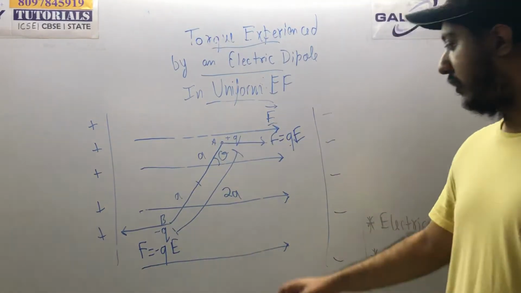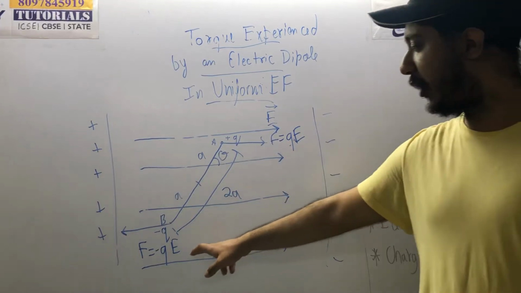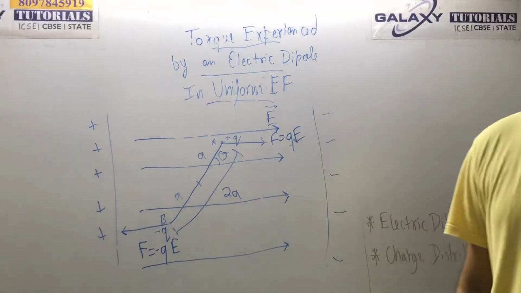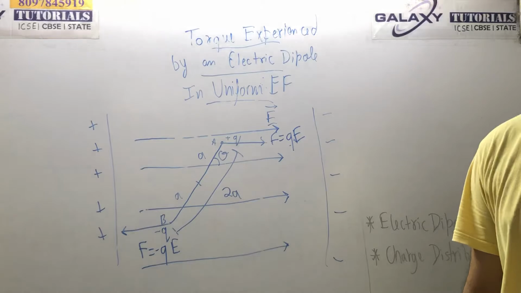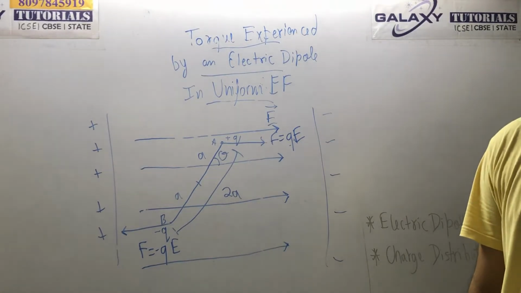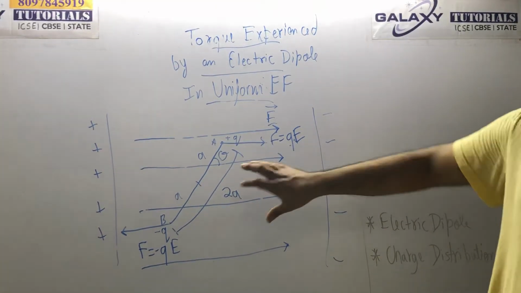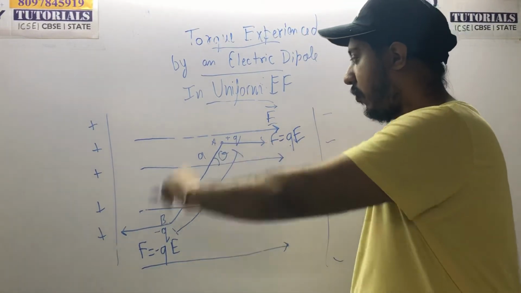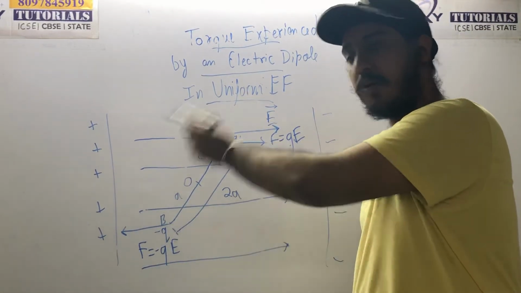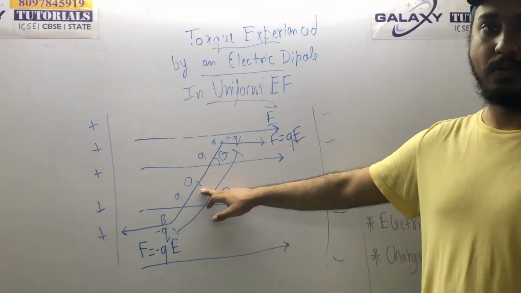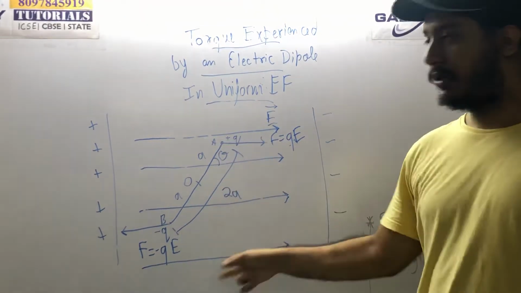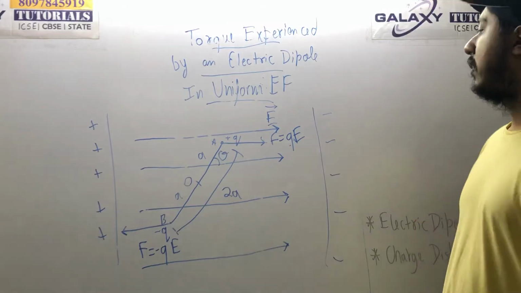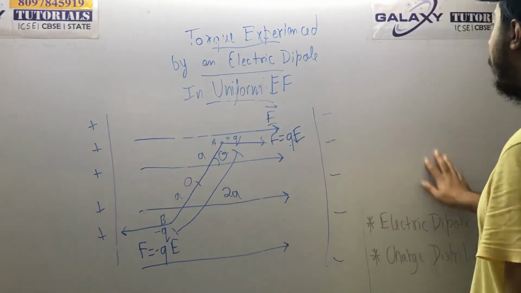So these two forces are of equal and opposite magnitude. What will they form? They will form a couple. So what will this couple do? This couple will try to rotate this dipole clockwise about the point O. It will try and rotate it. Now you all know what torque is.